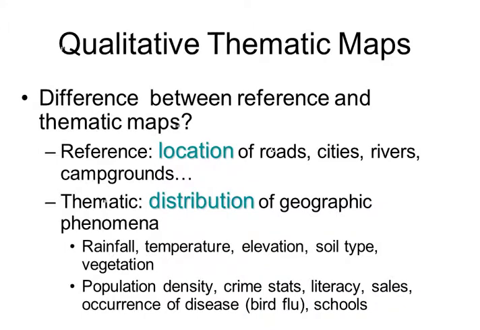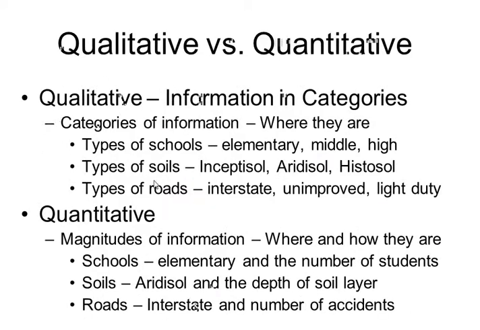So when we look at quantities, it's easy to think about rainfall, temperature, elevation, and quantities and qualities of data. So soil type would be categories of data. Vegetation would be categories of data. Population, crime statistics, literacy rates, all of those would be quantities of data. So we're going to really get good at understanding the two differences.